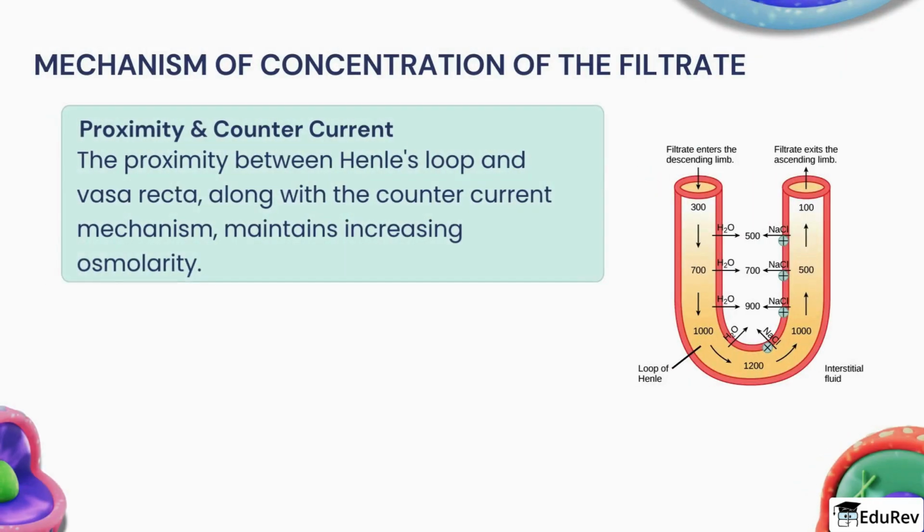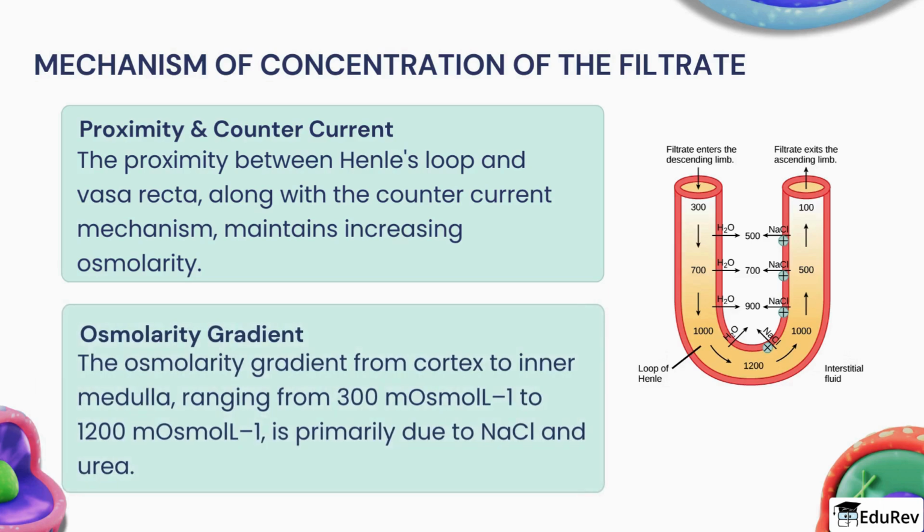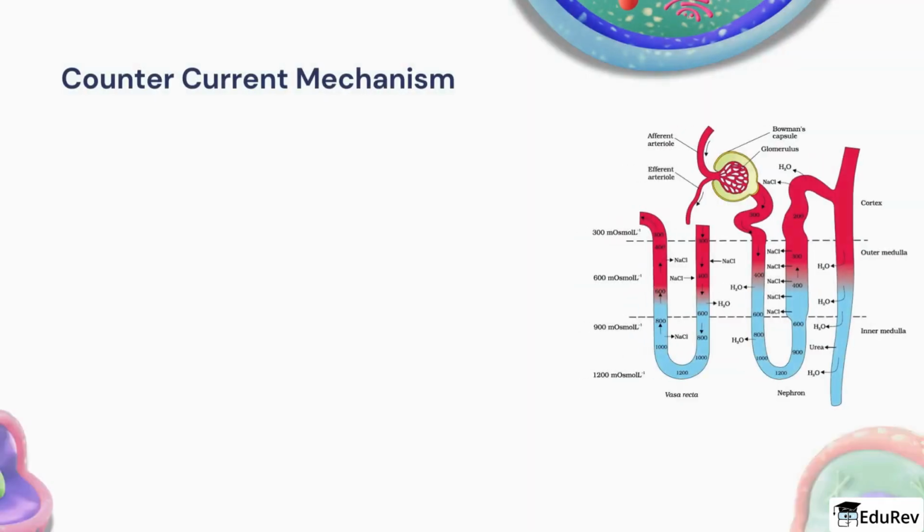The proximity between Henle's loop and vasa recta, along with the counter-current mechanism, maintains increasing osmolarity. The osmolarity gradient from cortex to inner medulla, ranging from 300 milliosmol per liter to 1200 milliosmol per liter, is primarily due to NaCl and urea. Let's take a deep dive into the countercurrent mechanism.